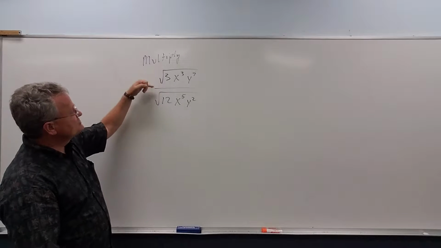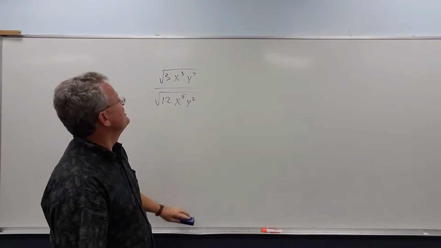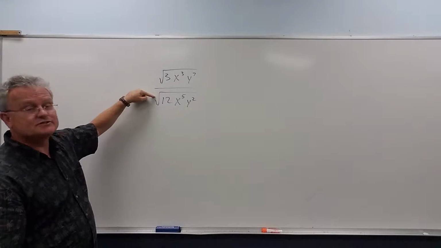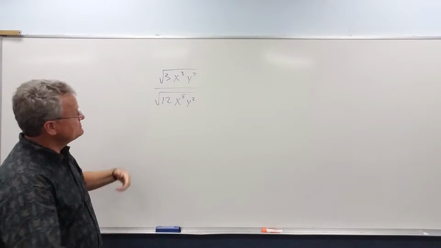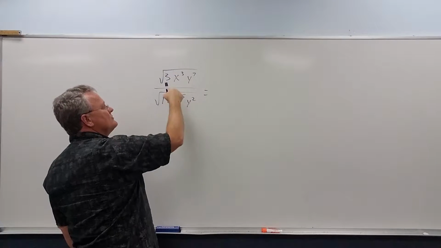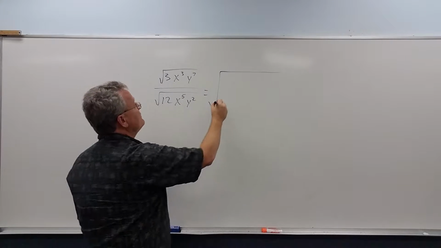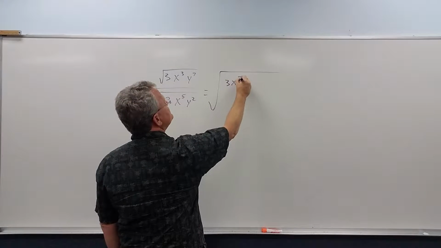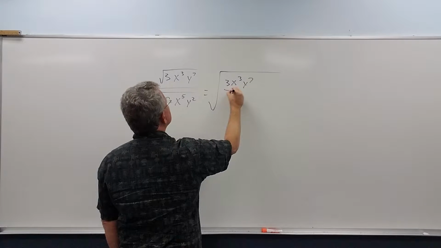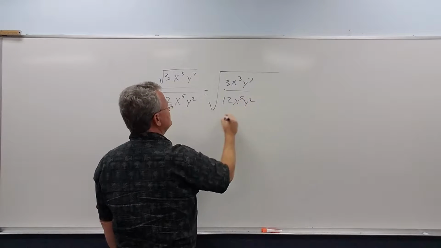All right, let's say we need to multiply, this should say divide. We're going to divide these square roots and simplify. So we got to simplify this. Well, first of all, the square root over the square root, we can think of that as one big square root, 3x cubed, y to the 7, over 12x to the 5, y to the 2.